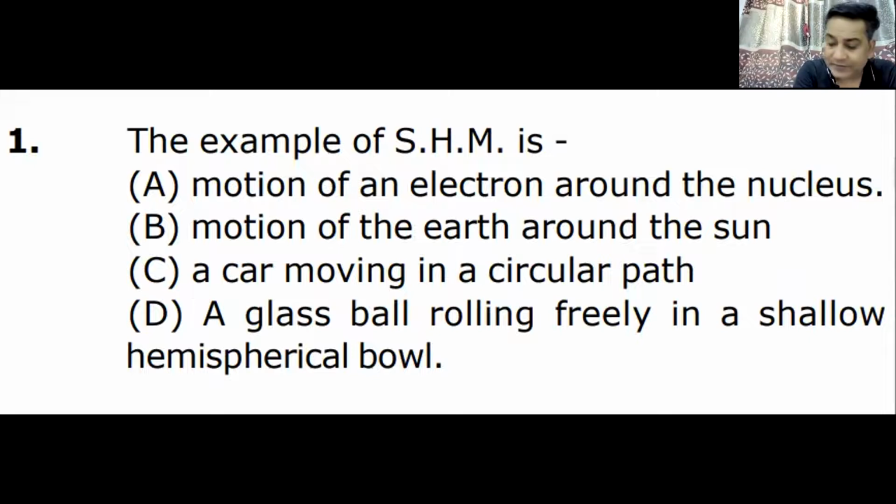What is the example of an SHM? And you are given certain choices, A, B, C, D. Can I have your answers here? Which one is the correct option? Four options are given. Motion of an electron around nucleus. Motion of Earth around the sun. Car moving in circular path. A glass ball rolling down a spherical ball. Which one is the example of SHM?